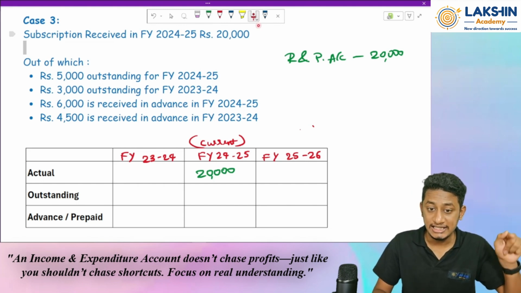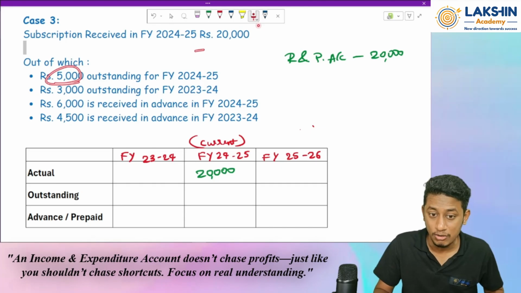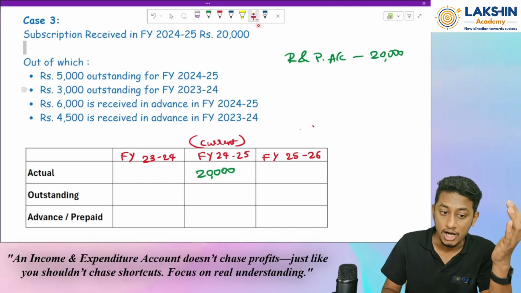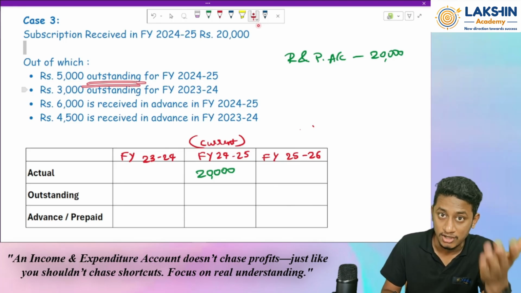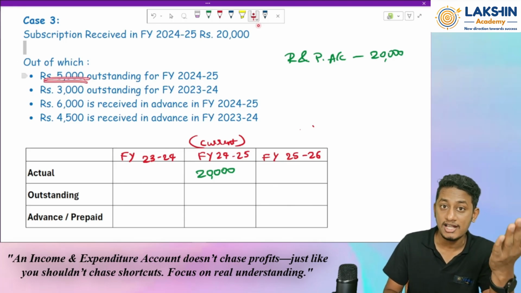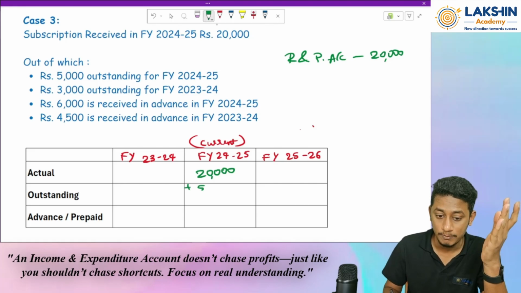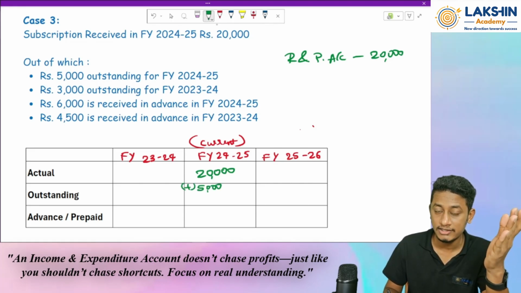So is this money included over here? No sir, because it is not included, we call it outstanding. Clear? So this is why I add rupees 5,000 over here. Clear with this? Okay, next, going further.